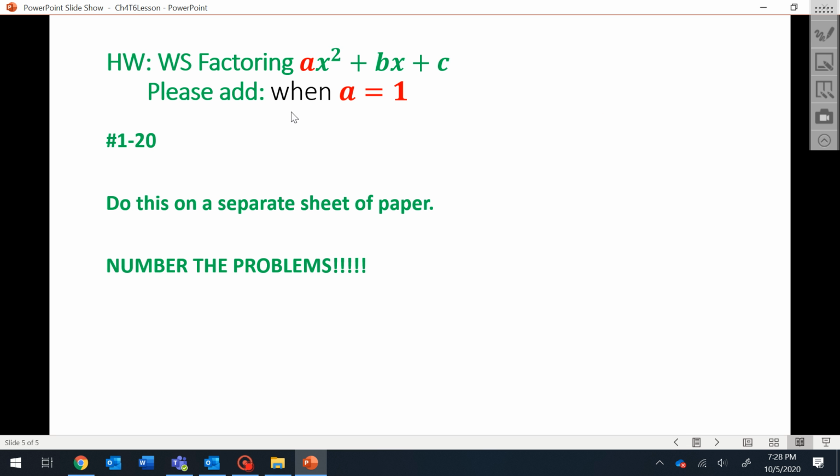All right, so the homework is the factoring sheet for when a is equal to 1. Make sure that's added there, because we're only doing the ones where a is 1. Numbers 1 through 20.